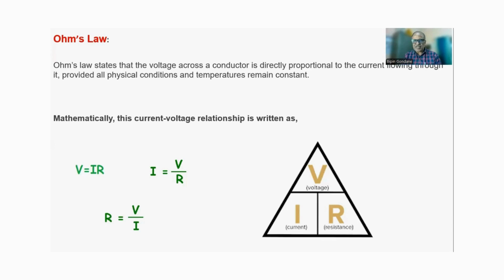In the triangular form, you can see on the right-hand side, the formula is given. So you should be very sure how to find the voltage, how to find the current, and how to find the resistance.